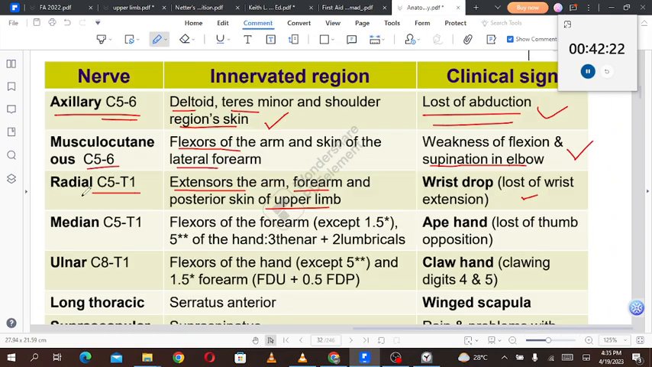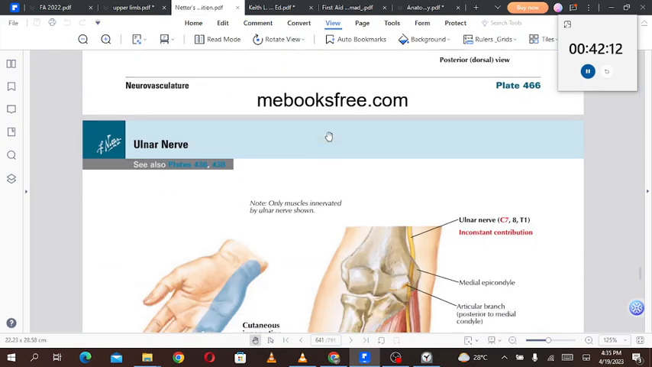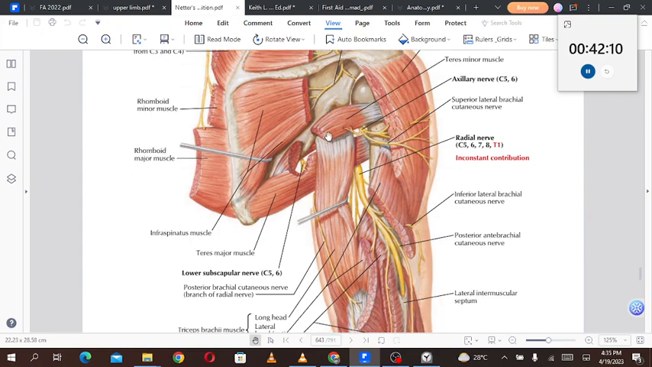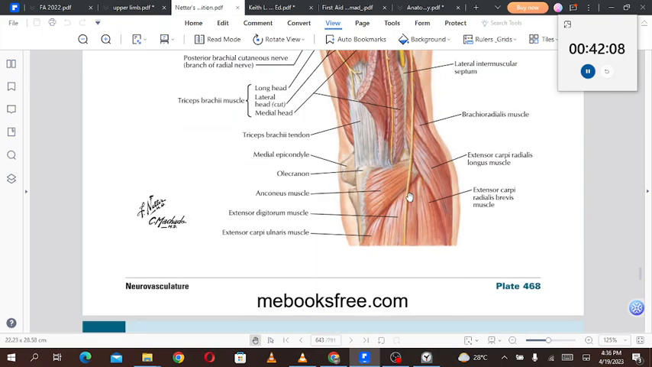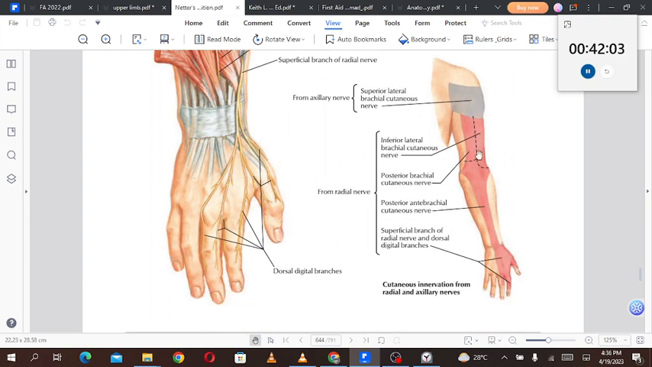Then the radial nerve supplies the extensors of the arm and forearm and the posterior skin of the upper limb. Let's see that in the picture. Talking about the median nerve, and then we have the radial nerve over here. It is supplying a lot of muscles. Remember, the extensor compartment of the arm and the forearm is being supplied by the radial nerve, and it is supplying this red area, the posterior aspect of the arm, forearm, and hand. The cutaneous innervation to the posterior aspect of the upper limb is supplied by the radial nerve, and here you can see the axillary nerve as well.